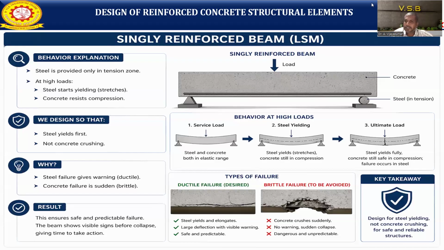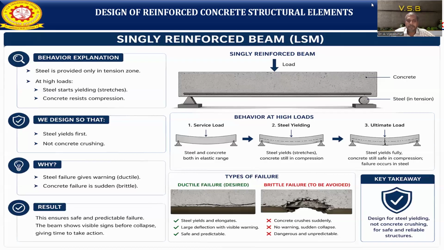That's why we are seeing this strain diagram also. Then after applying the loads, the steel starts yielding. The steel yields and stretches, while the concrete is in compression. It will not cause any failure. When you look at the ultimate load, the steel yields fully and the concrete is still safe in compression. Failure occurs in the steel.